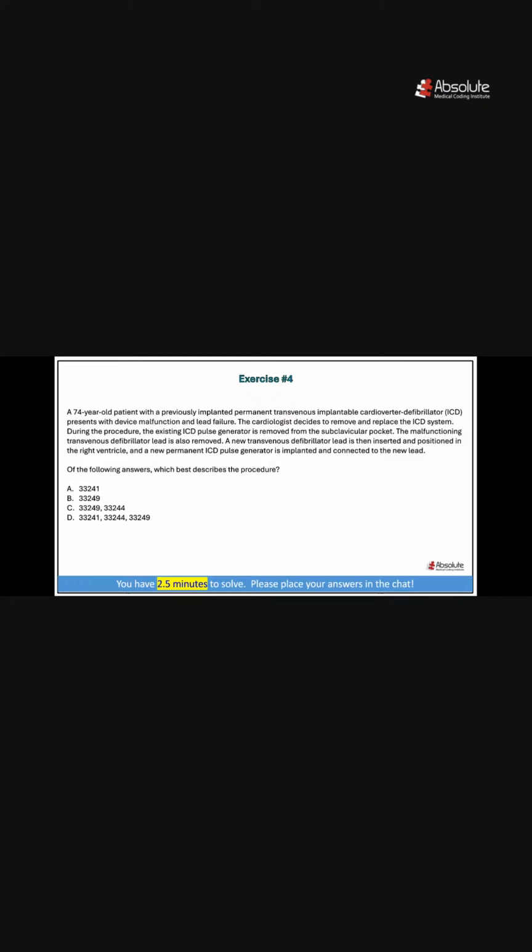The cardiologist decides to remove and replace the ICD system. During the procedure, the existing ICD pulse generator is removed from the subclavicular pocket. The malfunctioning transvenous defibrillator lead is also removed. A new transvenous defibrillator lead is then inserted and positioned in the right ventricle. A new permanent ICD pulse generator is implanted and connected to the new lead. Of the following answers, which best describe the procedure? Coders, your time begins now.